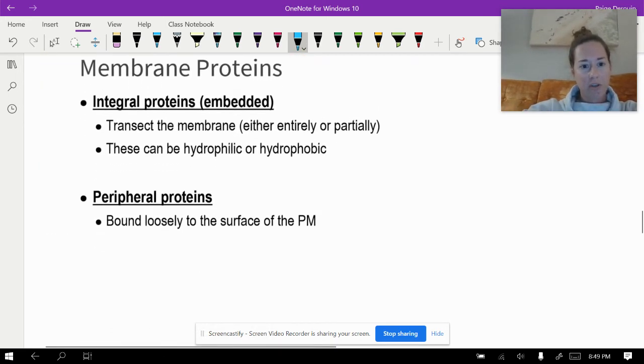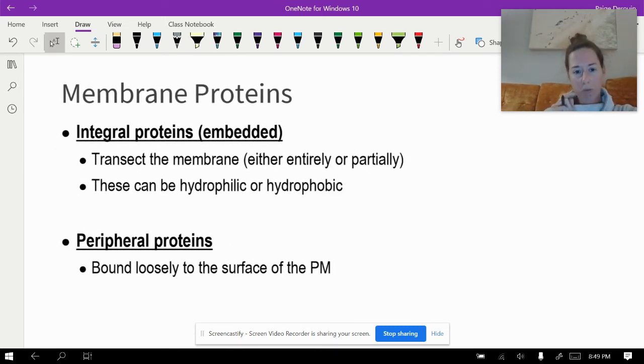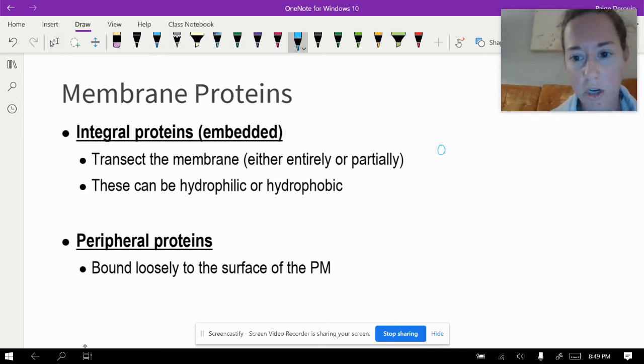All right, so now to talk about these membrane proteins, there's two different types. Your integral proteins are the ones that are stuck all the way in the membrane. They could also be only partially stuck in the membrane. So I'm going to draw just a little section, a very simplified one. Here's some phospholipids. I'll put a protein right there. And then I'll put one that doesn't go the whole way.